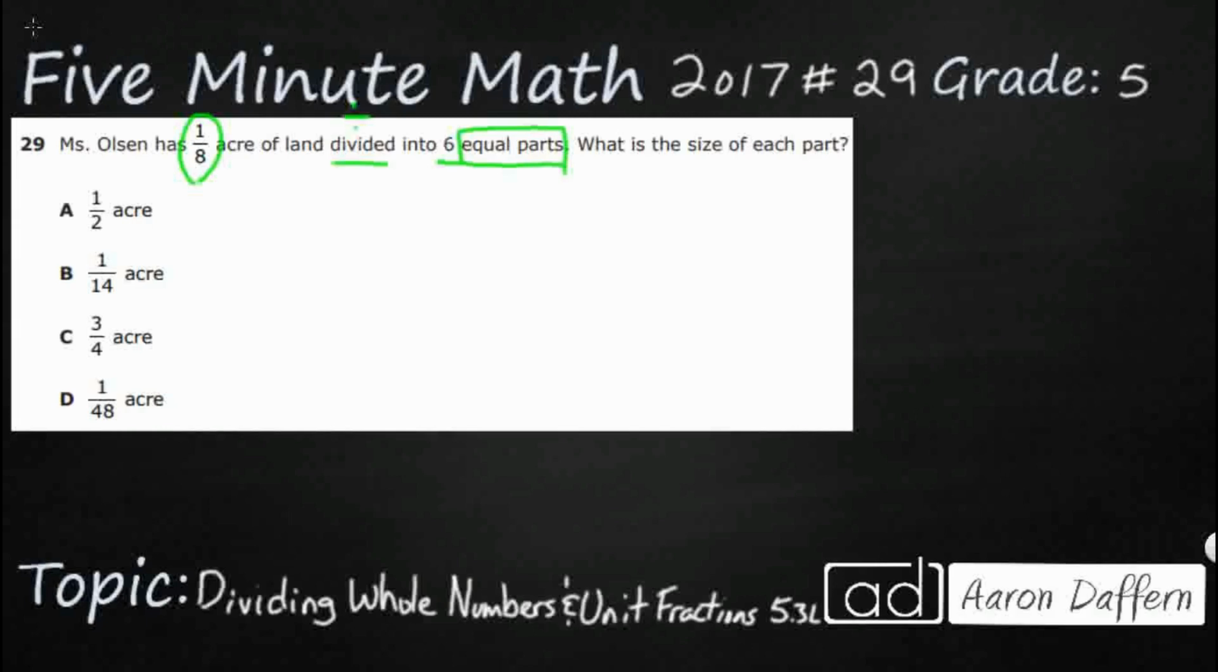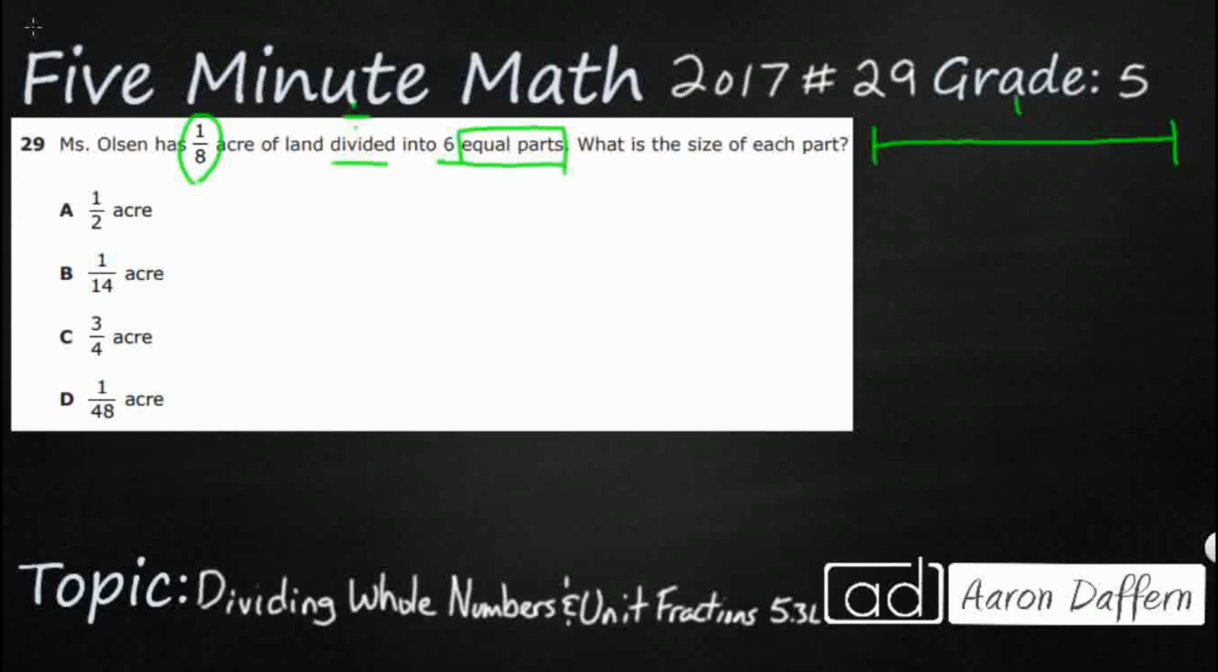It makes sense that all of our answer choices are still going to be less than one whole, because we started with 1/8 of an acre. We're going to divide that into 6 smaller pieces. So let's see if we can visualize this a few different ways. First, let's look at a strip diagram just to make sure that we understand what we're doing here.